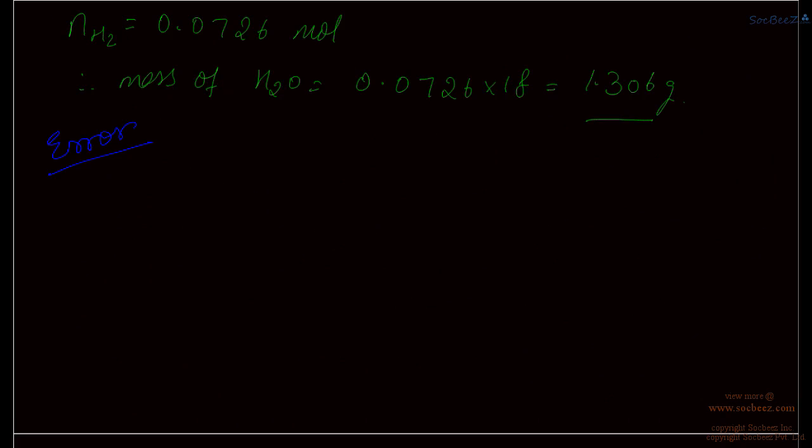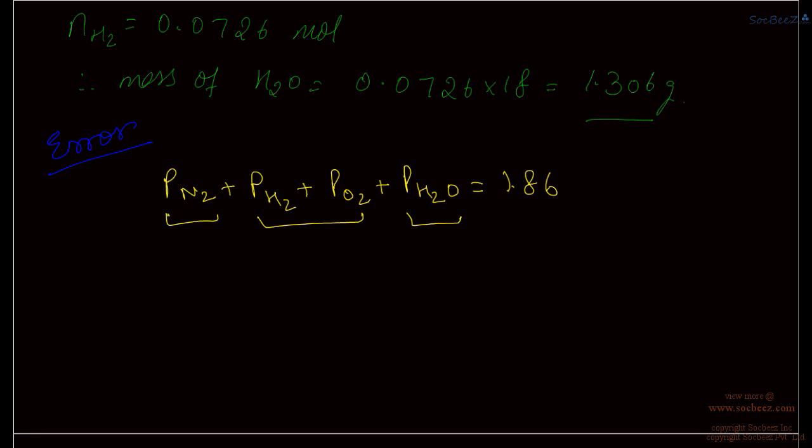Now the correct solution will be PN2 plus PH2 plus PO2 plus PH2O equals 1.86. Okay, now combining these two, and writing the value of PN2, we know the aqueous tension of H2O, so we know the PH2O. Therefore 3 by 2 PH2 plus 0.96 plus 0.04 equals 1.86.